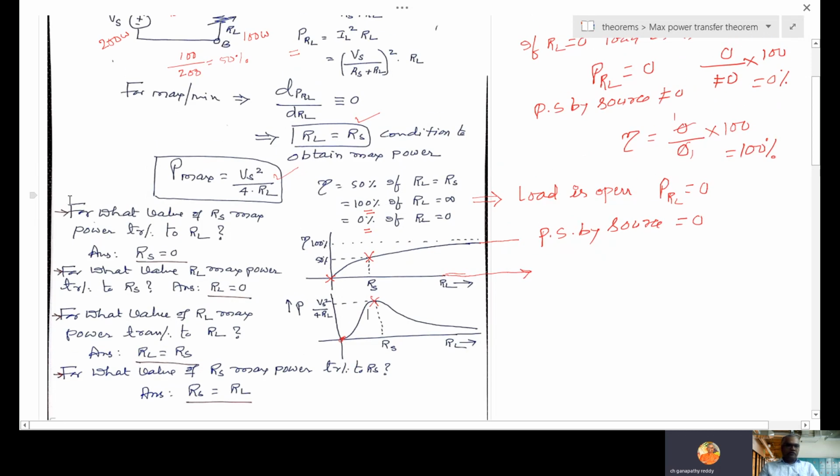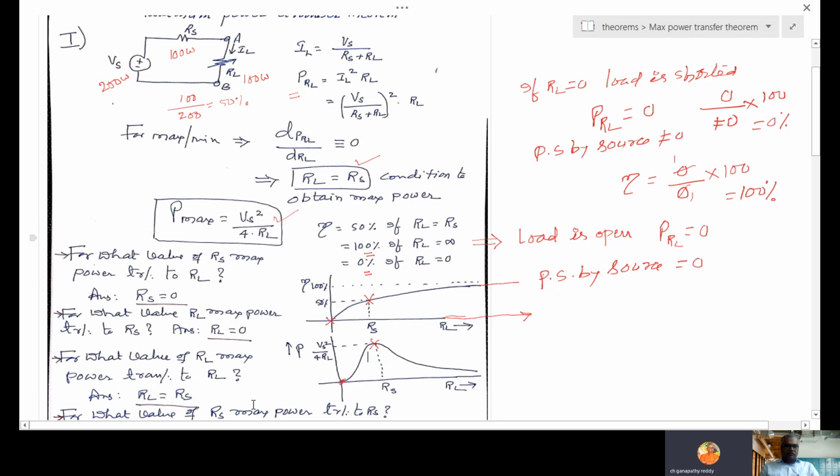Not only this, these statements are important. Statement 1, statement 2, statement 3, statement 4. So the first statement is, for what value of RS, maximum power transfer to RL. See, this theorem is confusing. Carefully you have to understand. So for what value of RS, maximum power transfer to load?